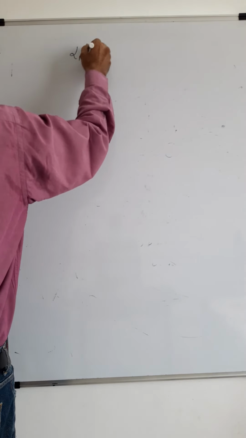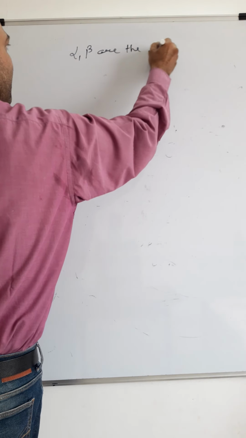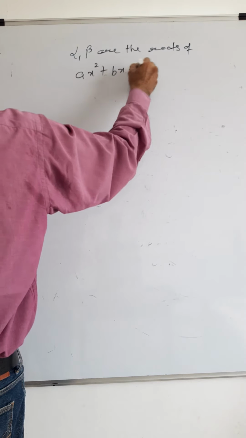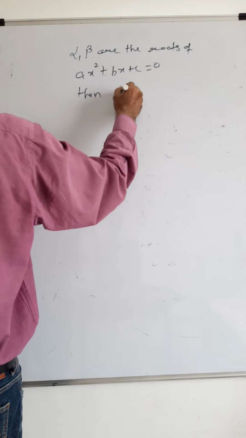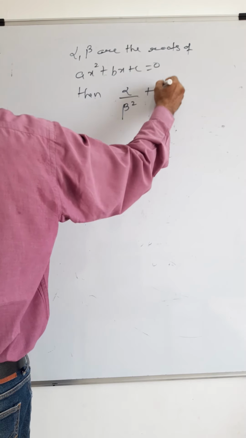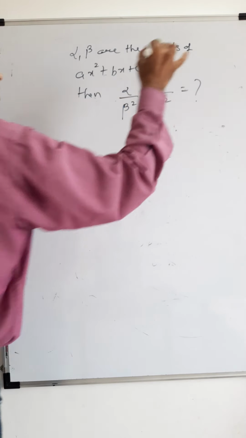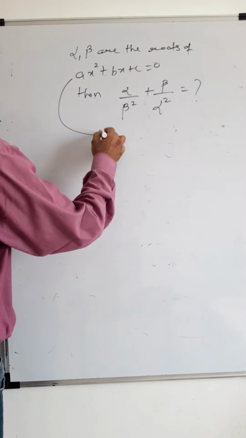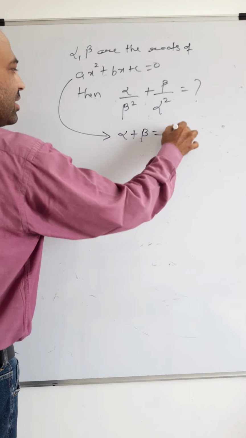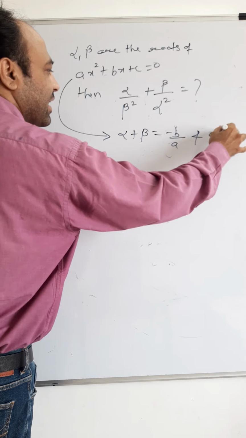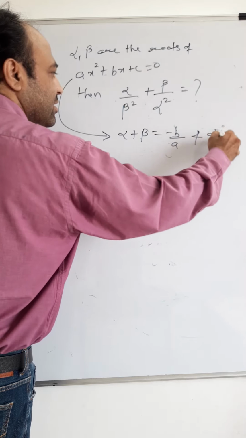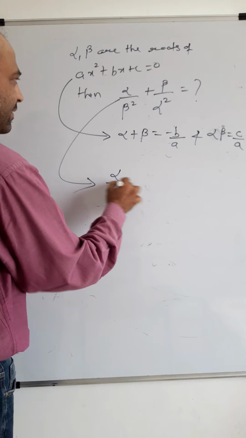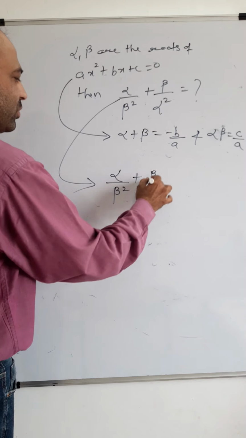Suppose alpha, beta are the roots of ax square plus bx plus c equals 0. Then alpha upon beta square plus beta upon alpha square, the value of this we are looking for. Correct? From the given equation, alpha plus beta is minus b by a, and alpha beta is c by a. Now this value we have to calculate.